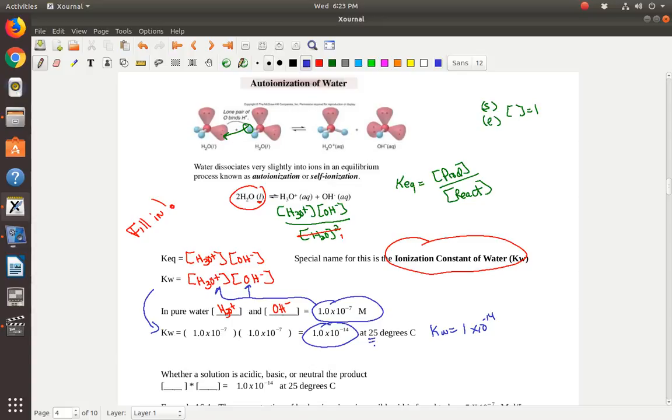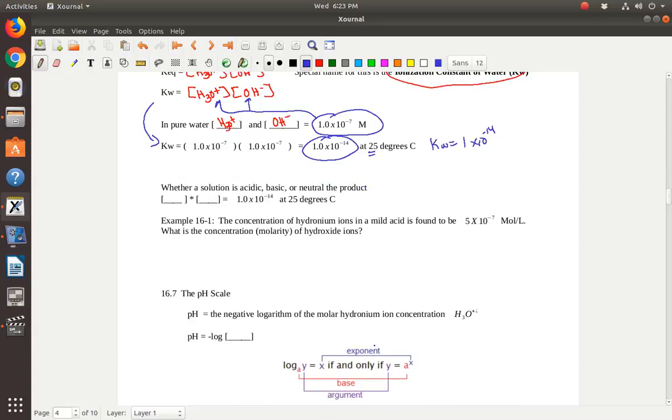or the standard temperature. Okay, so whether a solution is an acid, a base, or neutral, the hydronium ion concentration times the hydroxide ion concentration is always equal to this. Okay, so let's use that formula. This is sort of a formula to solve this next question.